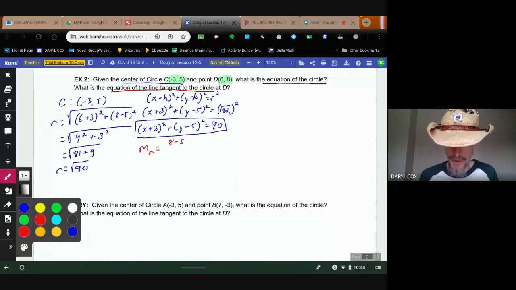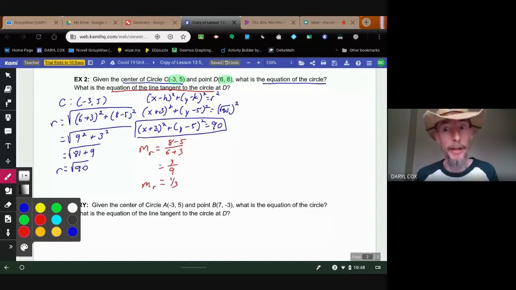So I'm going to use those 2 points to get my slope. 8 minus 5, 6 minus negative 3. 8 minus 5 is 3. 6 and 3 is 9, which gives me a slope of 1/3. Slope of the radius. Again, I always write that to make sure that I know which slope I'm dealing with. Once I have that, I just need the slope of the tangent line, which is easy. This is positive 1/3, so now it's negative, and the reciprocal of 1/3 is 3.